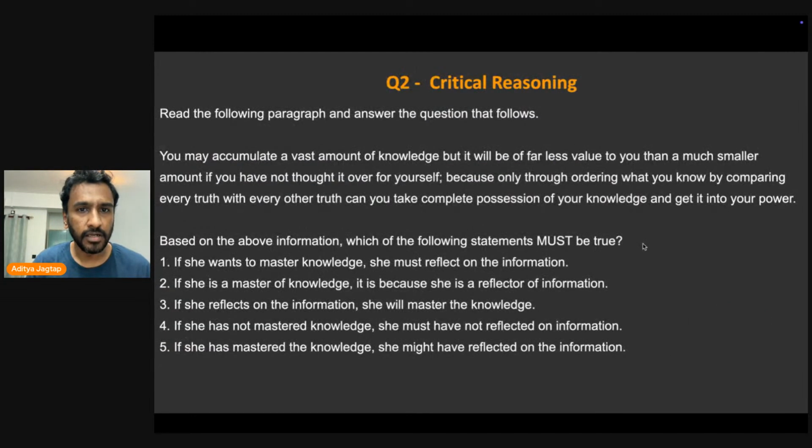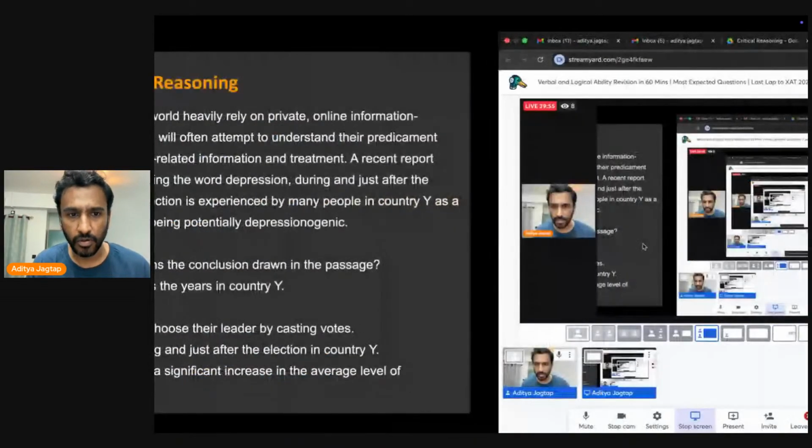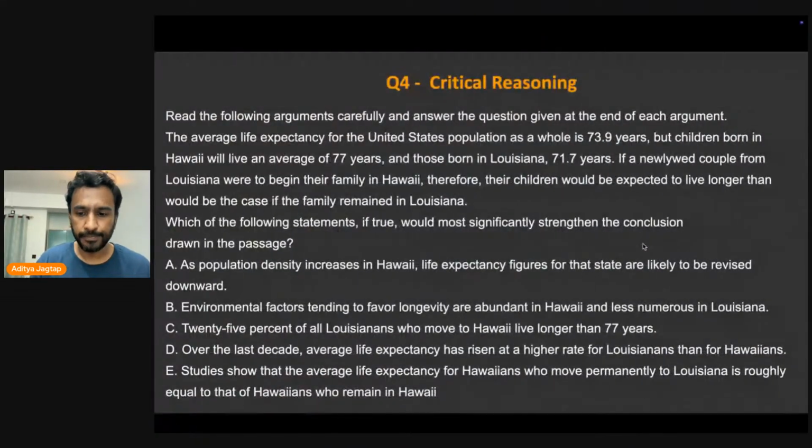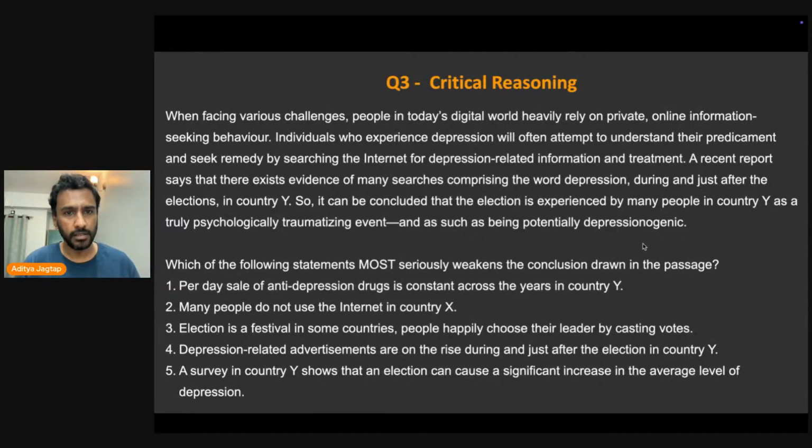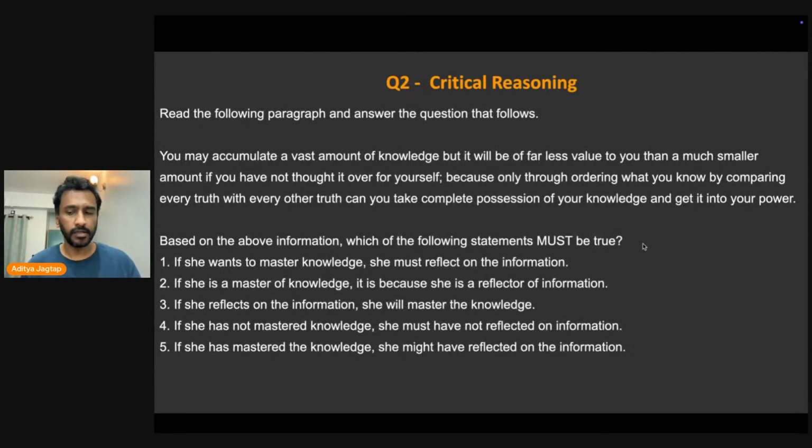Let's try and look at a critical reasoning question from XAT. Those of you who got it right, great. I noticed that some of you have gotten it right. Others, please participate. All right, let's start with this critical reasoning question.